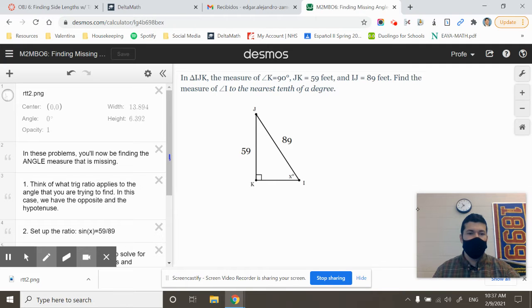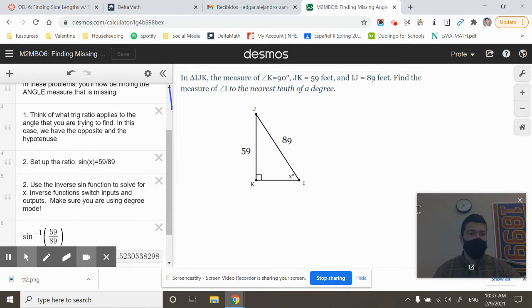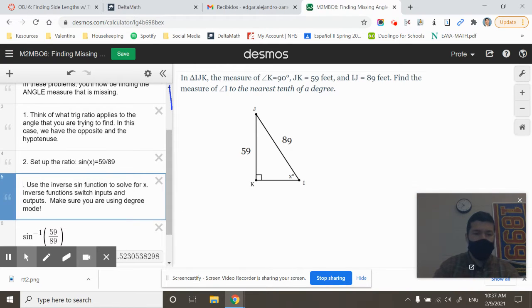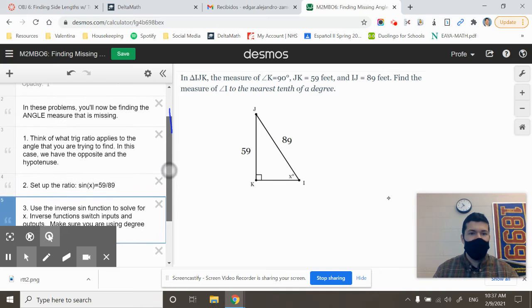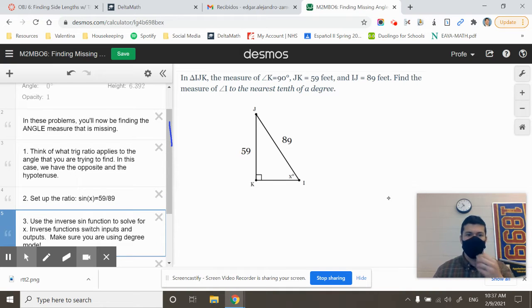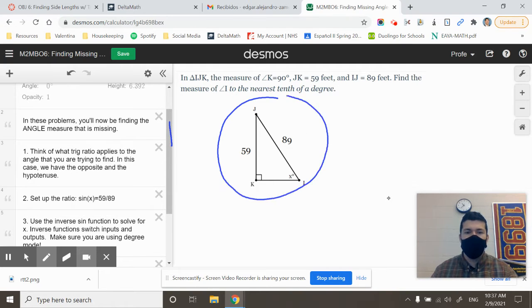I've summarized this with three steps. We're going to start as we did with our work yesterday, by thinking about what ratio applies. That's why it's so useful to clearly and quickly know sine, cosine, and tangent. I want to think about which trig ratio applies to this problem.